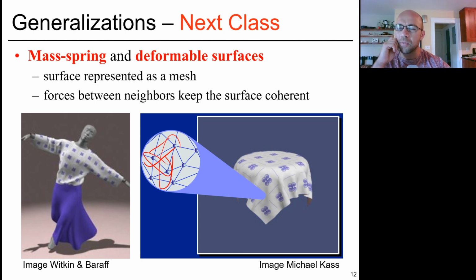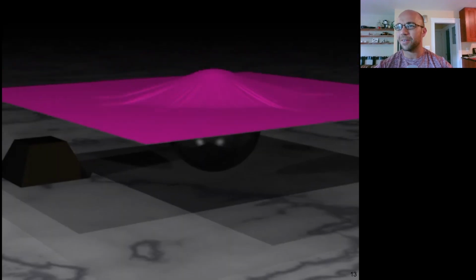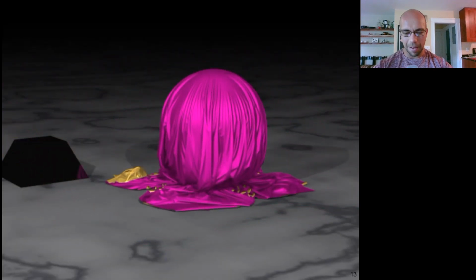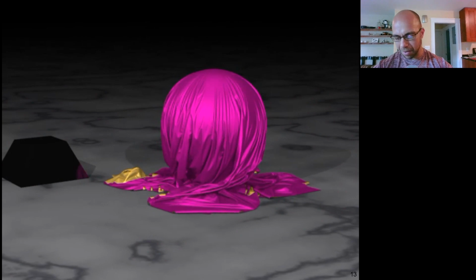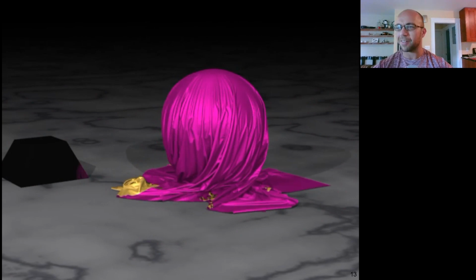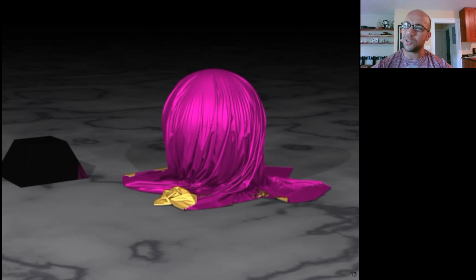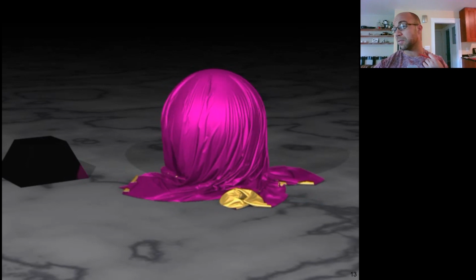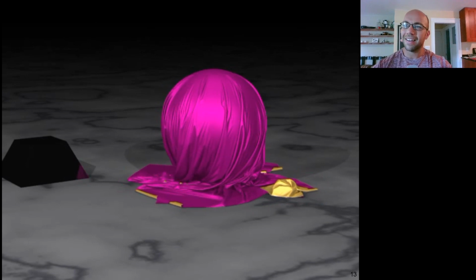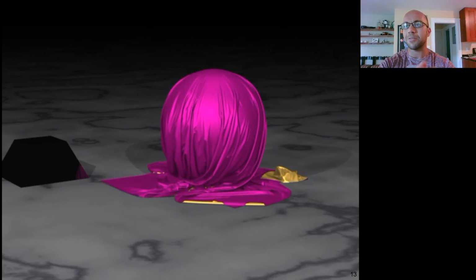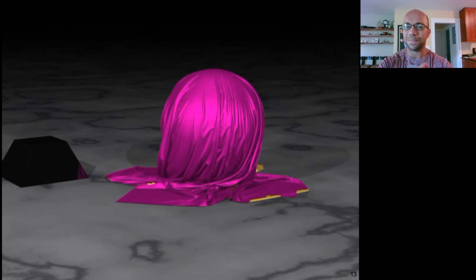And cloth simulation is one of the big challenge problems in physically based animation. It's one that a lot of computational effort and research has gone into. And the results are just amazing, right? So here's a video clip from Ron Fedkiw's group at Stanford showing a cloth simulator from actually quite a few years back. And you can see that we're able to capture the dynamics of the system quite well.